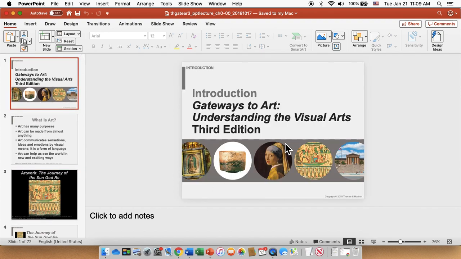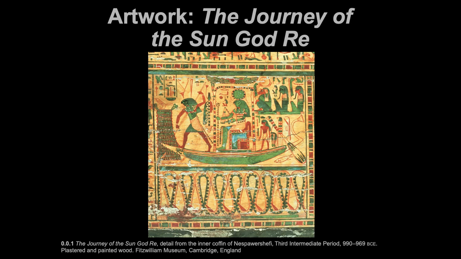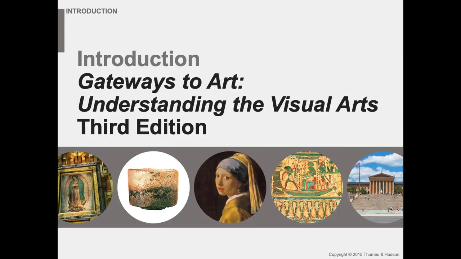Chapter 0.0, Introduction, Gateways to Art, the third edition. This is chapter 0.0, and sometimes it doesn't state that very clearly throughout the book. But if you look here, the figure number, also known as a fig number, is telling you the imagery is 0.0.1, so that's chapter 0.0, and it's the first image. So that's how the chapters are in this particular book. For some reason, they decide not to put it here as well.